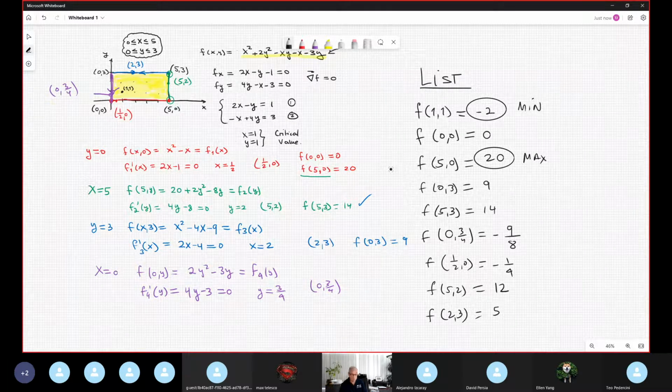Question. So, it's extremely important. At the beginning, you suppose that you have no constraint. That is, suppose the domain is R2, the X, Y plane. You determine the critical values. In this case, we have only one, but suppose we have more. And you take only the critical values that are inside the region. If it's outside, you discard.